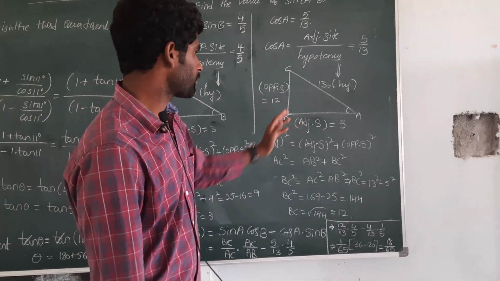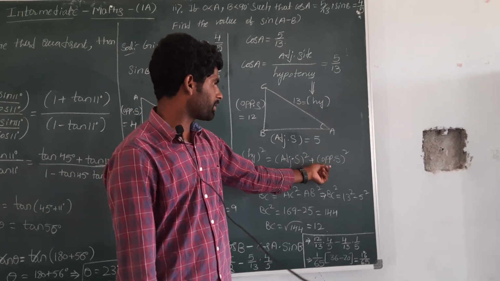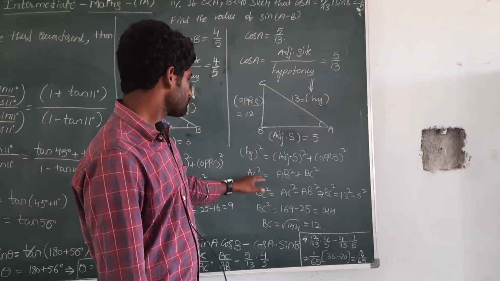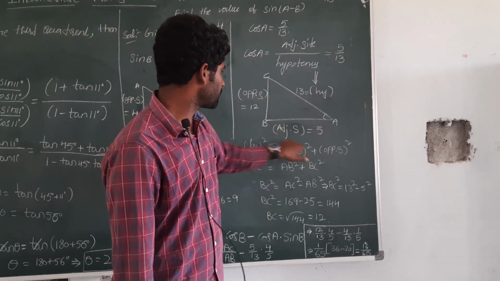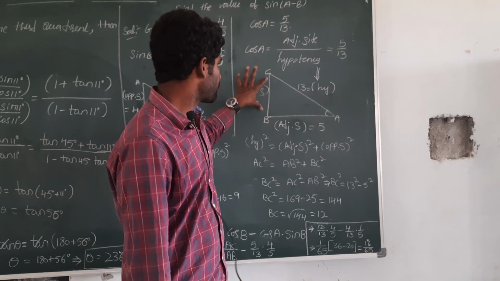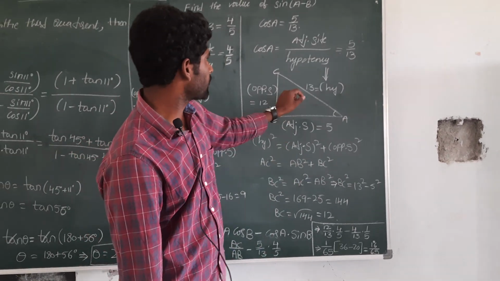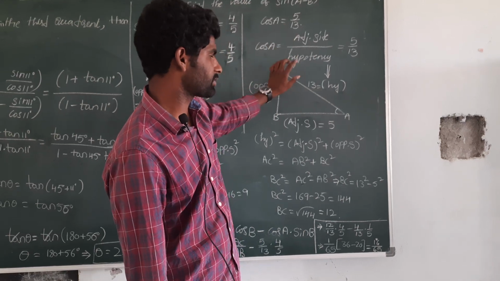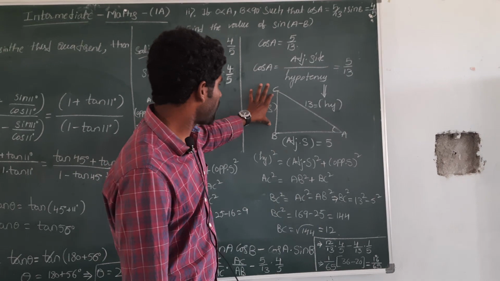Let us come to the second triangle. Hypotenuse square equals adjacent side square plus opposite side square. Here hypotenuse is AC square, adjacent is AB square, opposite side is BC square. In this triangle, the adjacent side and hypotenuse are given, so we have to find the opposite side.